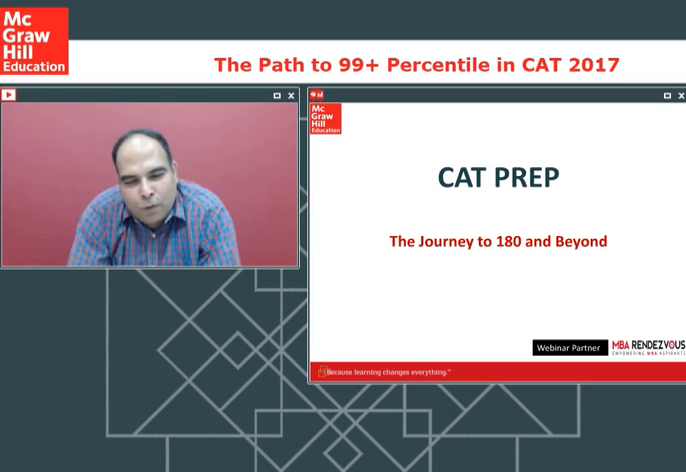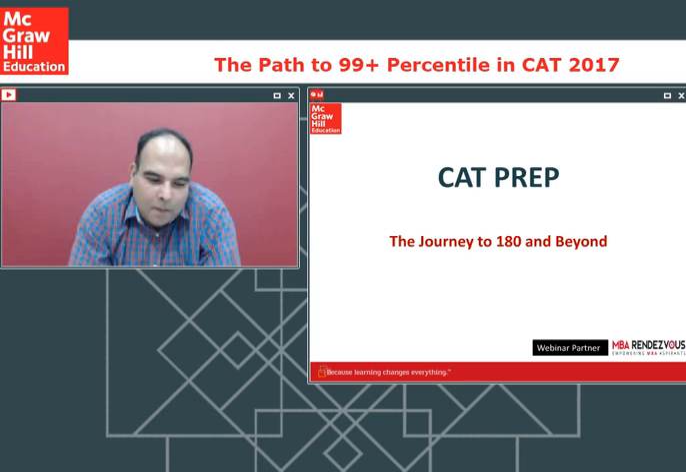And this has been true if you look at the 300 mark exam. 180 has been the benchmark over the last 5 years or so. Ever since they brought in this 3-section exam, 3-4 years or so, if you score 180 plus, you will definitely get a 99 plus percentile.